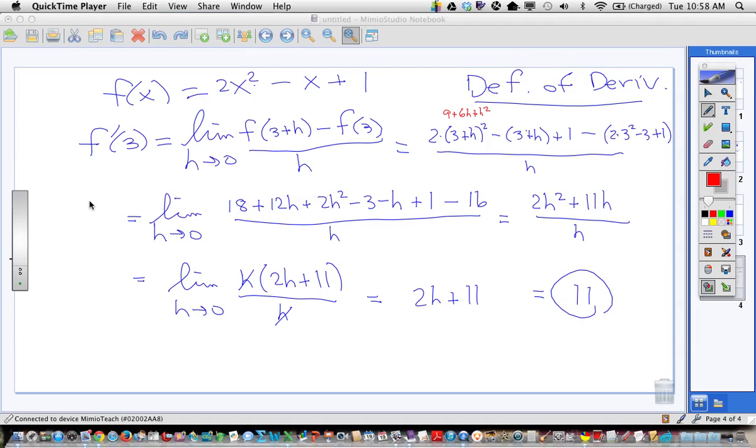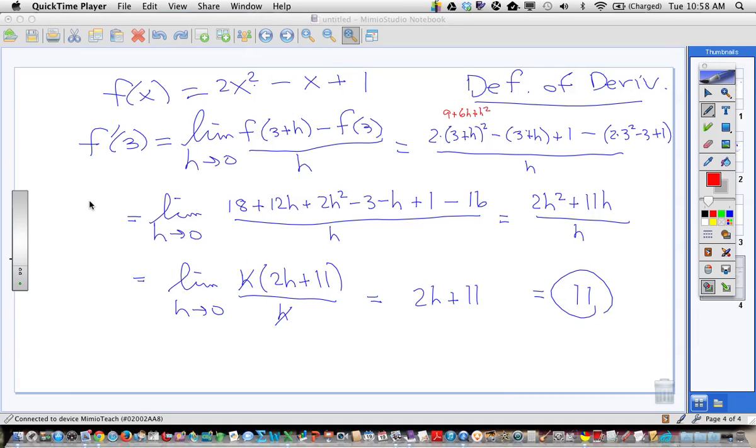You don't have to have this step, but anyway, you got to make sure to distribute that negative through the 3 plus H when you put in that X. That's always a problem that people forget about. Because then you might end up with 13H here instead of 11H, okay? And then your answer would be 13 instead of 11. All right, so that's the slope.